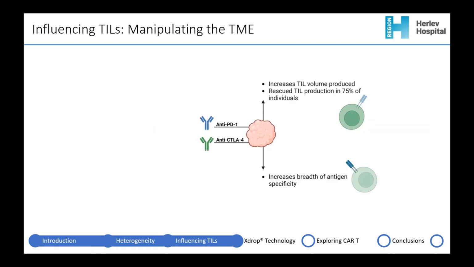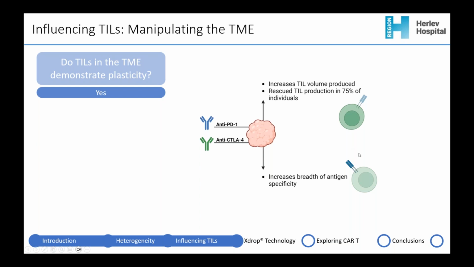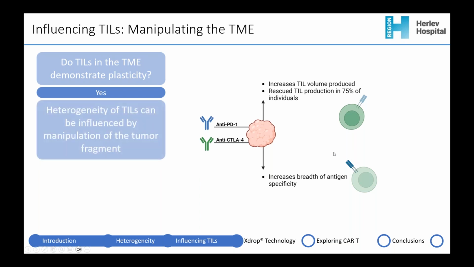So again, with anti-PD-1, we're more affecting the cell's ability to expand, and with CTLA-4, we're influencing more the receptor aspect. So yes, we can see some plasticity in the TILs and really influence the heterogeneity of what we can expand from the fragment.